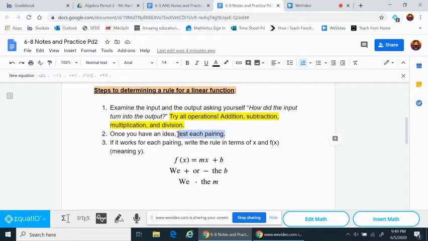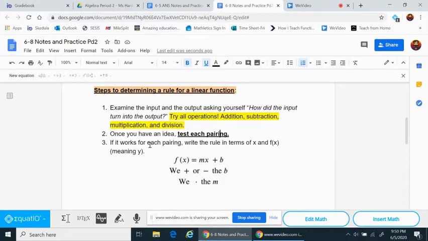This is something I noticed when I was reading your work from Friday, but sometimes we didn't have all the pairs tested. So you have to make sure it works for the entire table, because that's why it's a rule for the entire table. If it works for each pairing, then you have to write it in terms of x and f of x, remembering that f of x is the same thing as y.